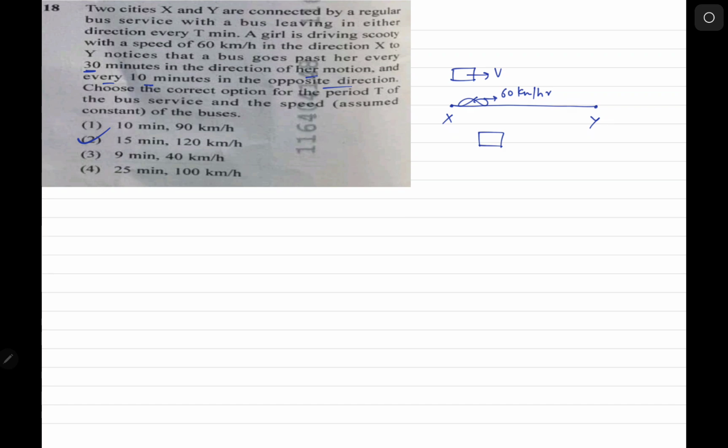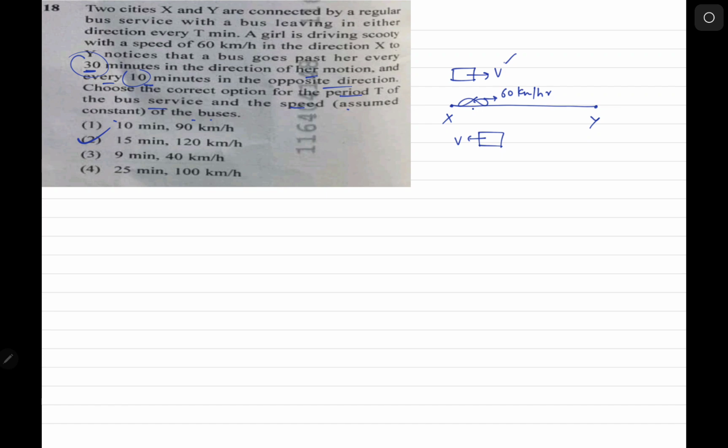Now the point is we just need to find the time period of the bus service, and the speed is constant, so the buses are also moving with V. Now according to the girl, the time periods are different. So if we see this bus which is going in the same direction, according to her, the time period of this bus is 30 minutes.